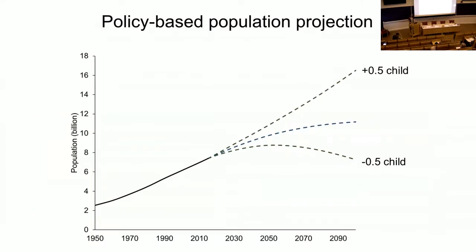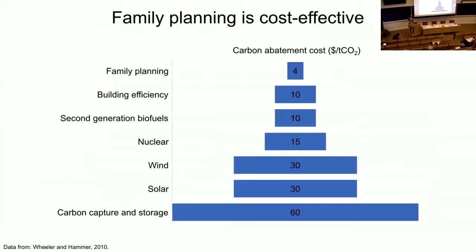And what she found was that given a concerted global effort for family planning, we would follow a population path very similar to the UN low variant, achieving a population size of 7.5 billion by 2100. So not only is family planning an effective emission reduction measure, but it's also cost effective. So here we see the carbon abatement cost for various measures. And carbon abatement is essentially how much it costs to avoid 1 ton of carbon dioxide being emitted into the atmosphere.